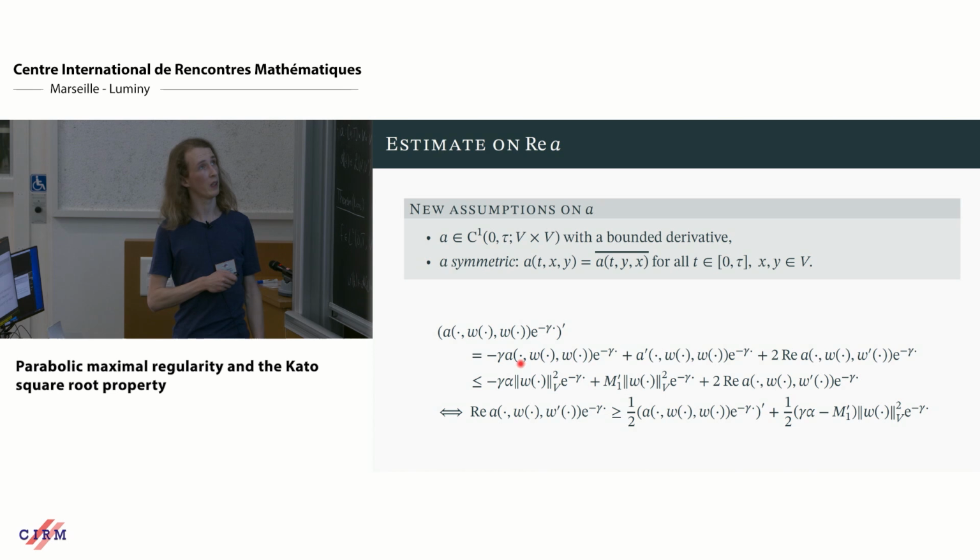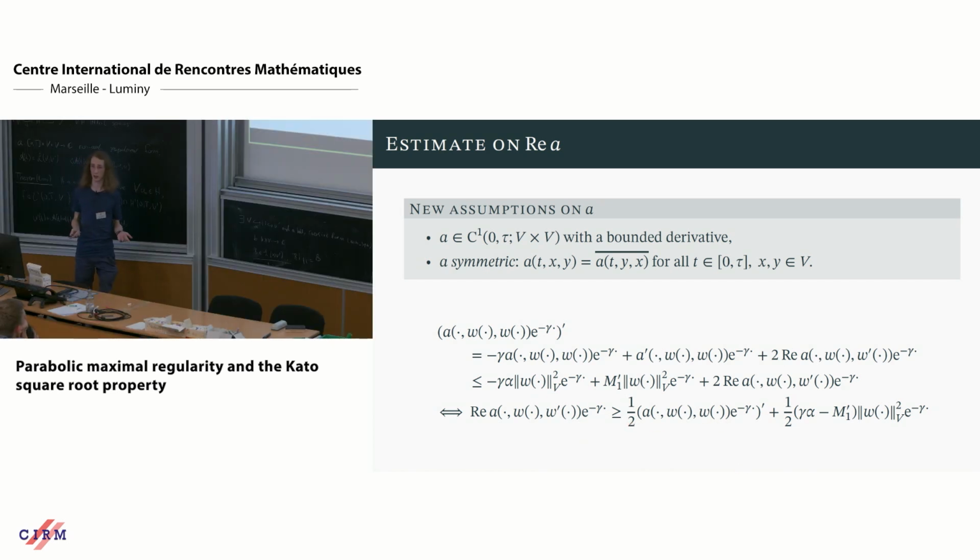We say, okay, we can estimate A by coercivity of A. That was the assumption for Lions' theorem already. There's a minus in front, so it gets larger. We can estimate A prime because we assumed a bounded derivative, and we just keep the third term. Reordering all this gives us an estimate of the real part of A from below. And this is the main estimate we need for coercivity.